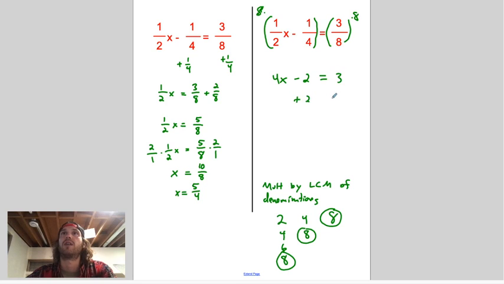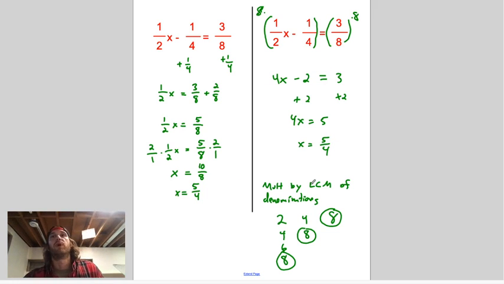And now we just have a regular old two-step equation to solve. Plus 2 plus 2, 4x equals 5. Divide by 4, x equals 5 over 4. I'll let you decide which way is easier, but if you can pick this up in your head and find an LCM or a number that's going to cancel with all these, by golly, that can really simplify things.